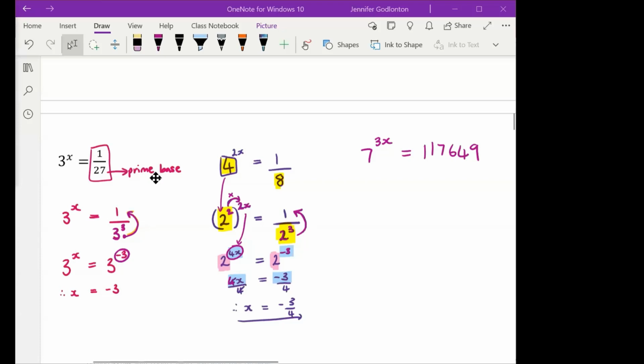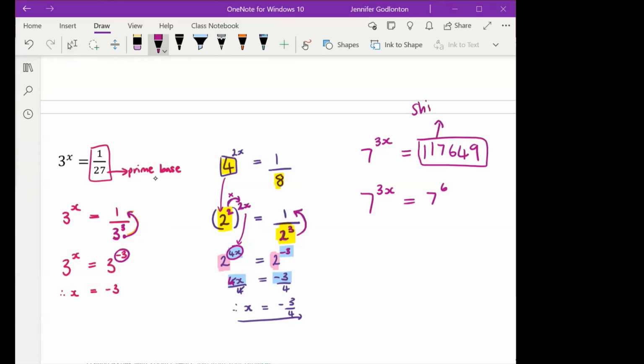Okay, so in our calculator, if we do shift fact with 117,649, we get 7 to the power of 6. First step, we get things to the same bases. 7 to the power of 3x is equal to, oh guys, I made this too easy. I put it at the top instead of 1 over. Anyway, 7 to the power of 6. All we're doing is putting this into our calculator and using shift fact, like we did right at the beginning of the lesson, to get it to its prime base. And we get 7 to the power of 3x is equal to 7 to the power of 6.